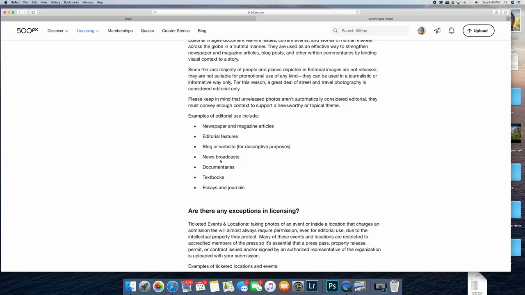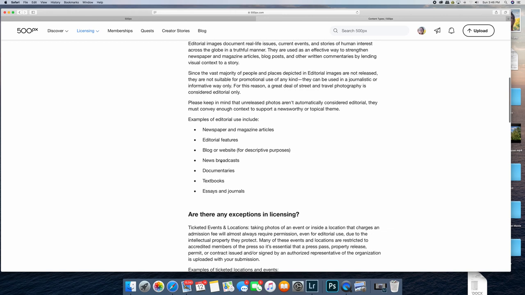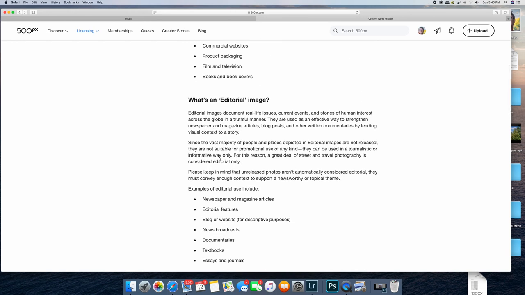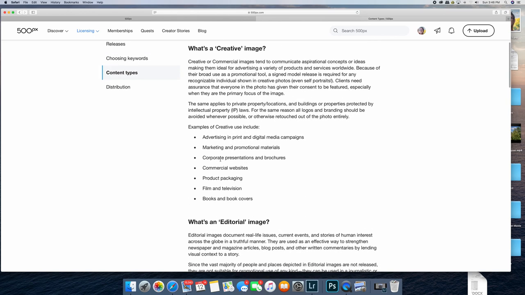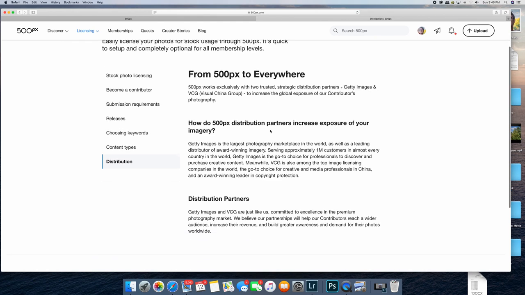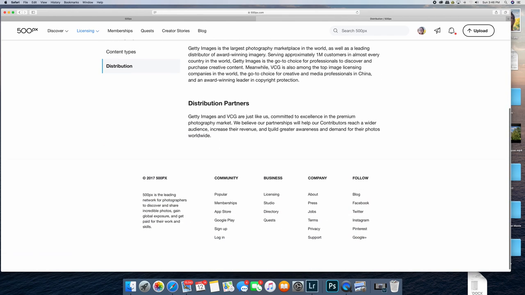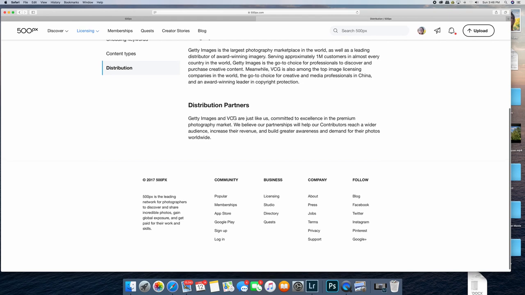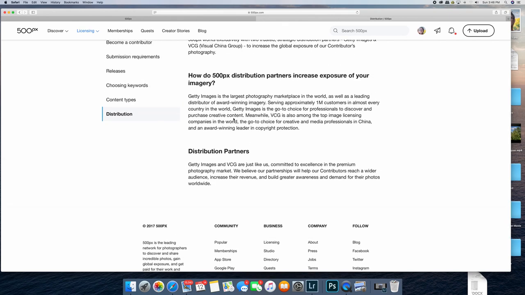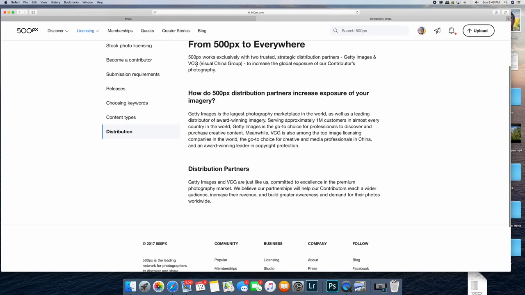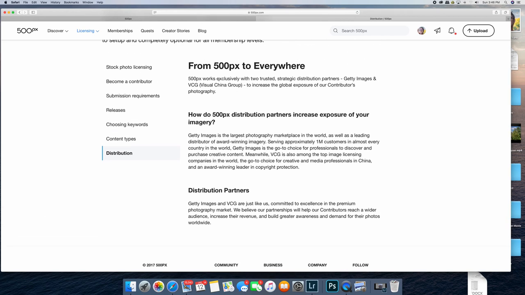Sometimes we talk about royalty-free versus editorial, what the difference is between those two types of images and how they can be used. And then there's a section on distribution. So it explains the distribution partners, Getty and VCG, which I think stands for Visual China Group. Not 100% sure on that, but I think Visual China Group. So those are the two companies that 500px uses to distribute the images.